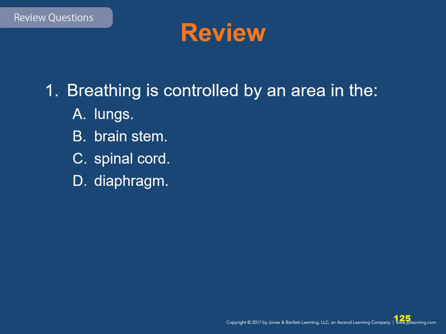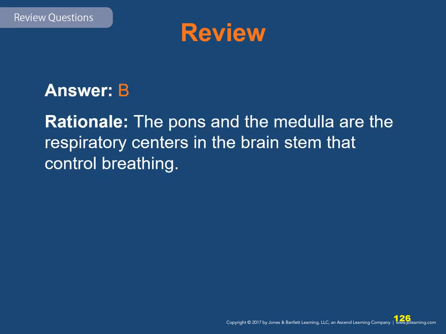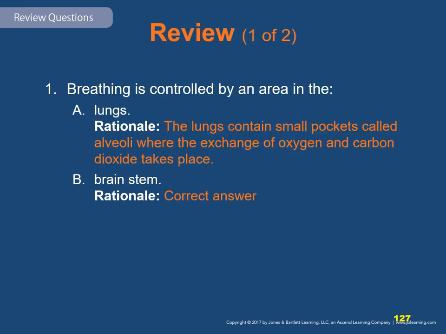Number 1, breathing is controlled by an area in the lungs, brainstem, spinal cord, and diaphragm. And I said this one specifically, so you should remember it. The answer is B. The pons and medulla are the respiratory centers in the brainstem that control breathing. So let's look at the wrong answers.